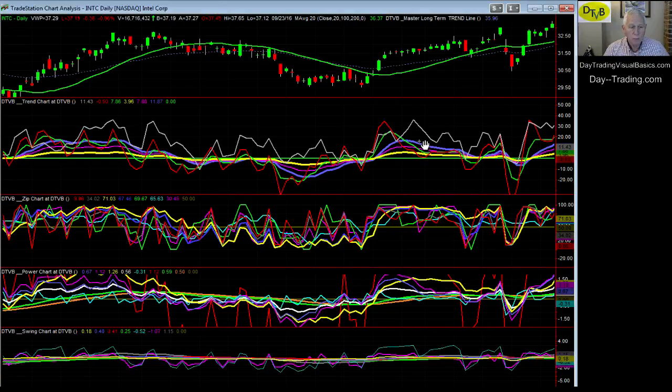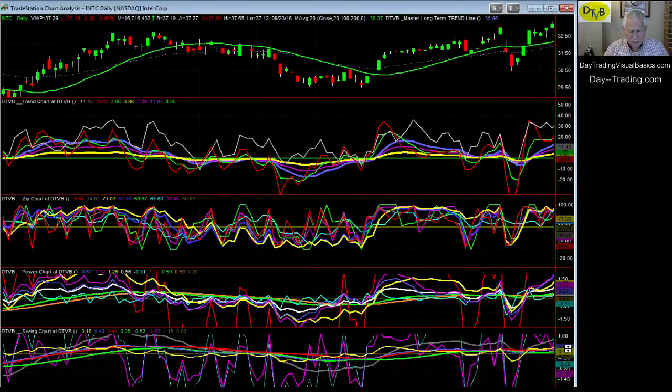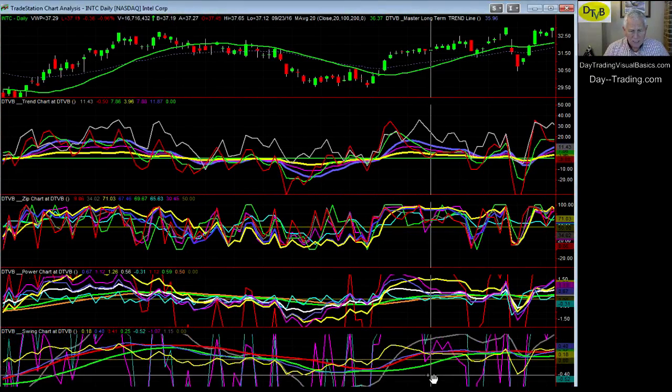That's the 3 groups. On the trend chart, we have the blue, pink, yellow. They're slow-moving lines. On the power chart down here, we have the green and orange, which are again slow-moving lines. And on the swing chart down below, we have the red and green. Again, the red never crosses the green. The red is always on top. And the red and green are slow-moving lines as well. Those 3 groups make up the short-term trend lines.